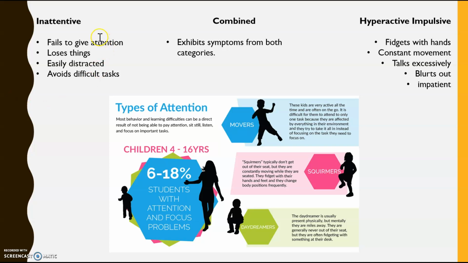So some of the symptoms of inattentive ADHD are the student fails to give attention, they lose things, they're easily distracted, and they avoid difficult or time-consuming tasks. Some symptoms of hyperactive impulsive are the student fidgets with their hands, they're constantly moving, they may talk excessively, they blurt out, and they're very impatient. And combined is literally just a combination of the two. So if a student is exhibiting both of these symptoms, then they probably have combined ADHD.